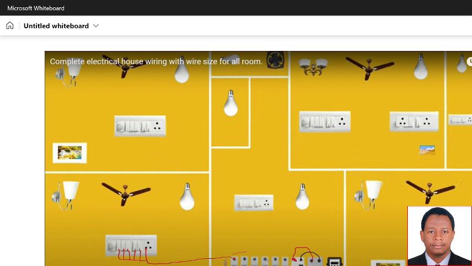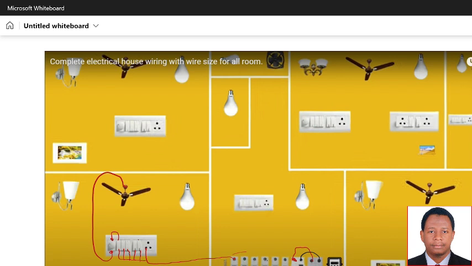Now, if I already connected this one, the switch controls the fan. So I will take it from here, take it here again to connect to the regulator, and then take the other terminal of the regulator to go to the positive terminal of our fan. Now, I take this socket; this switch is going to control the socket. So I will take from here.